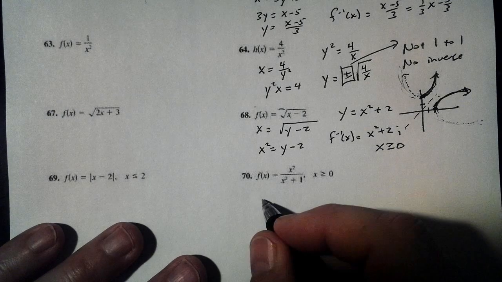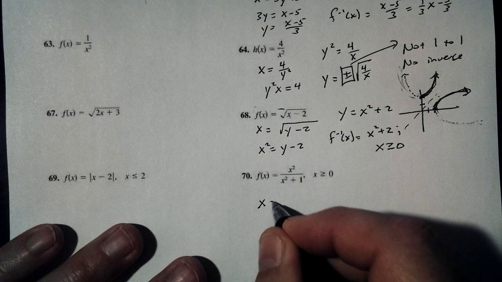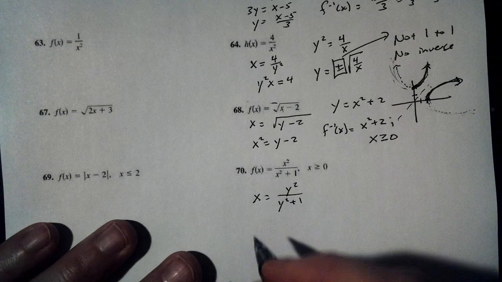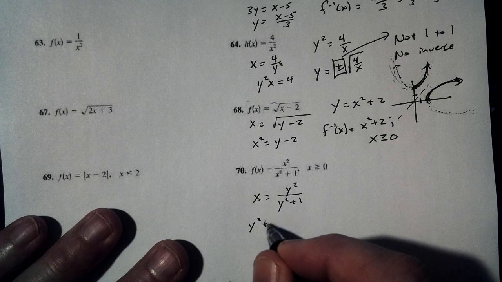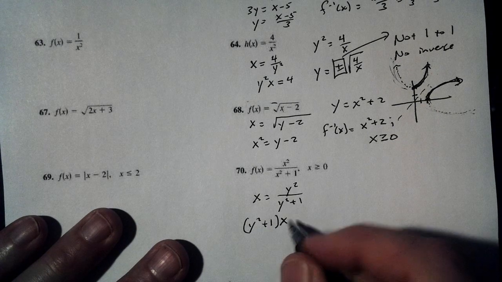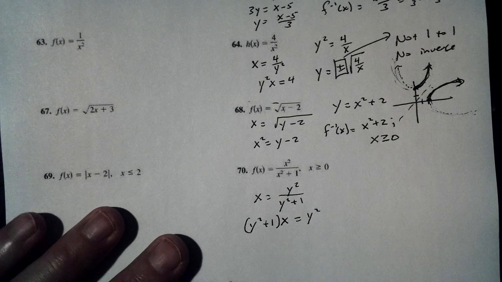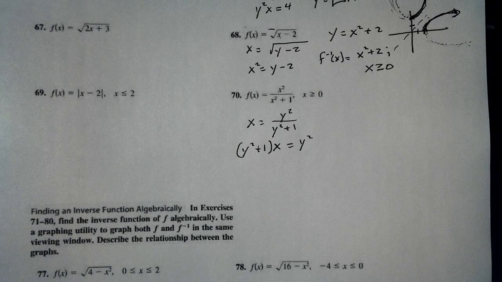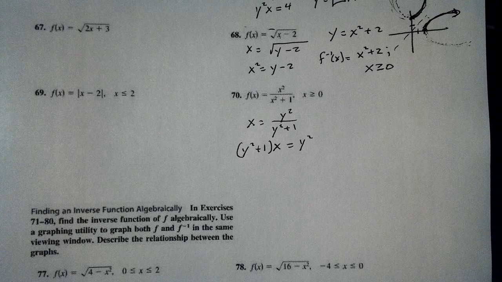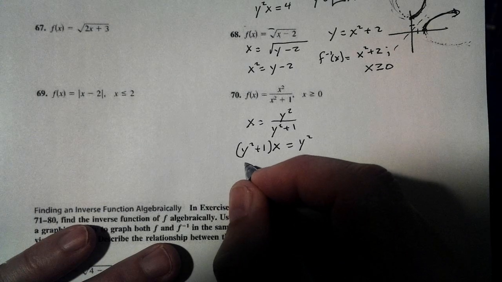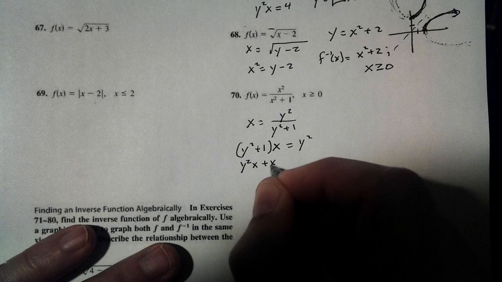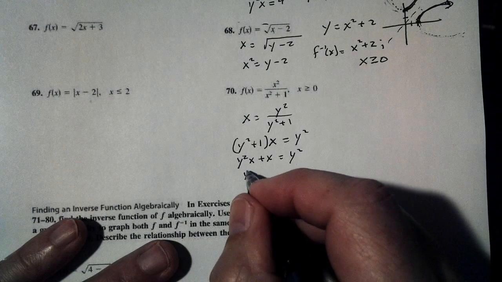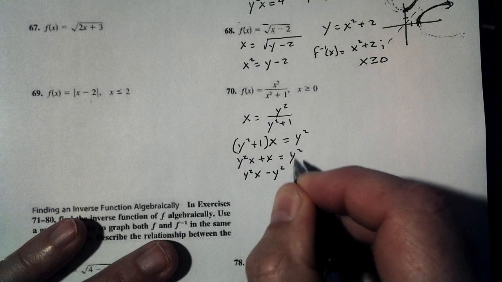So let's see, we've got x equals y squared over y squared plus 1, and I get (y squared plus 1) times x equals y squared. And I have to solve this thing for y squared. So y squareds are my troublemakers. I need to get my y squareds as isolated as possible on one side. So I'm going to distribute this. y squared x plus x equals y squared. I think I'm going to bring this y squared over. y squared x minus this y squared.